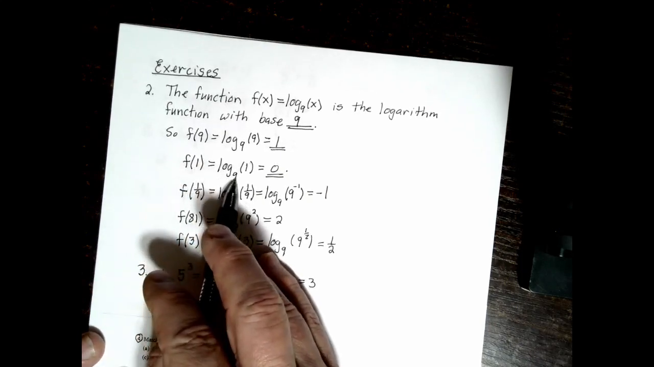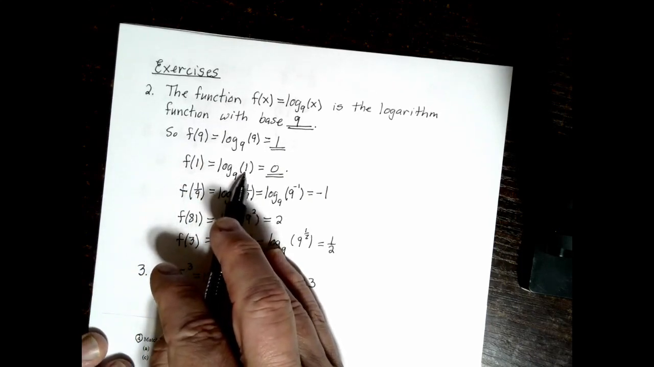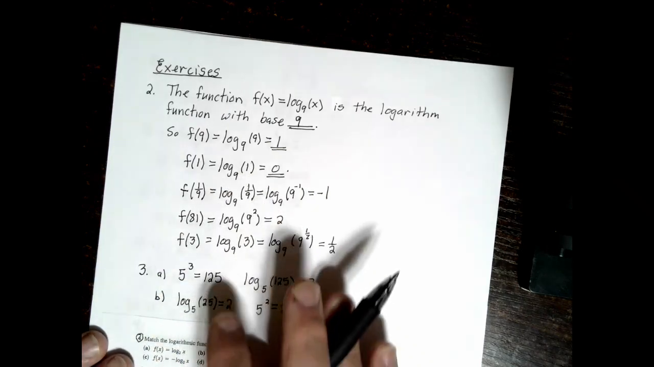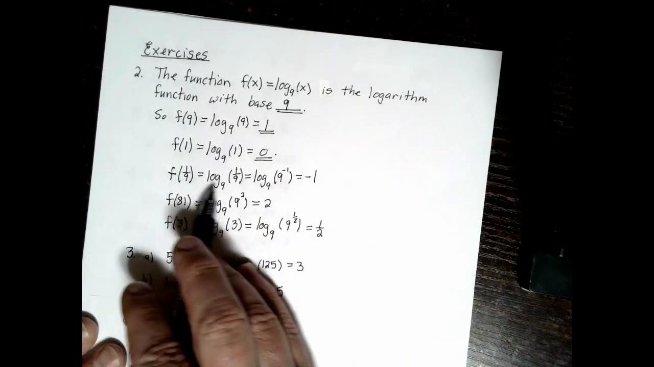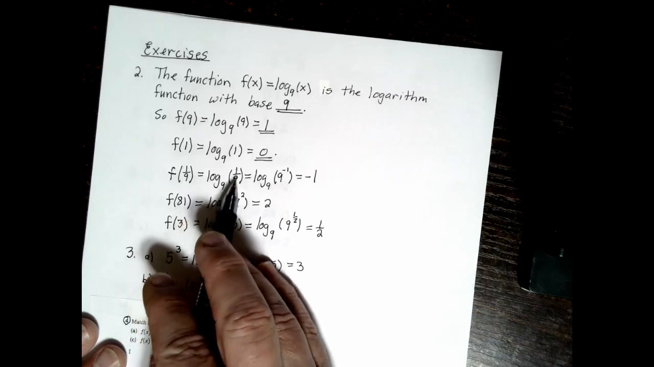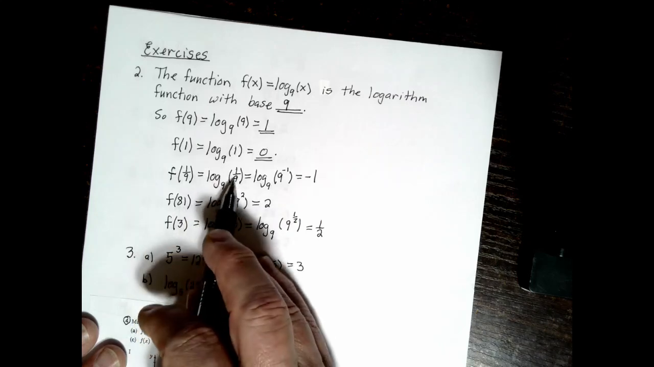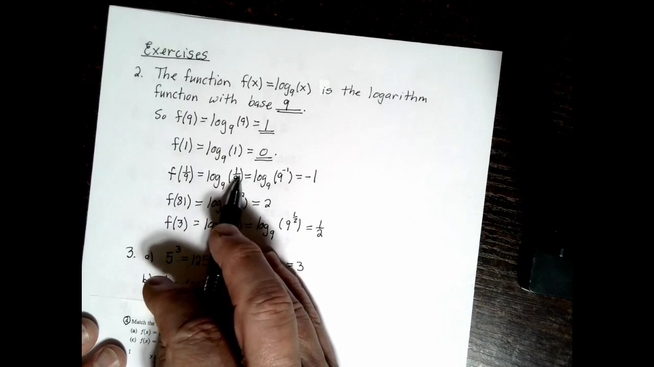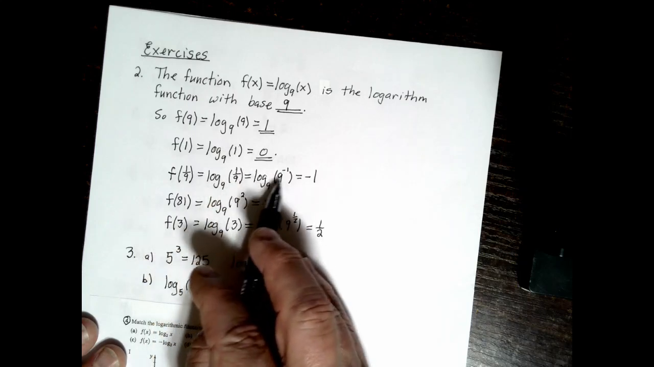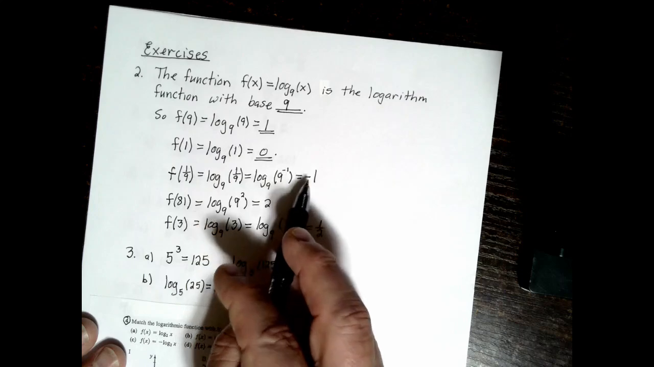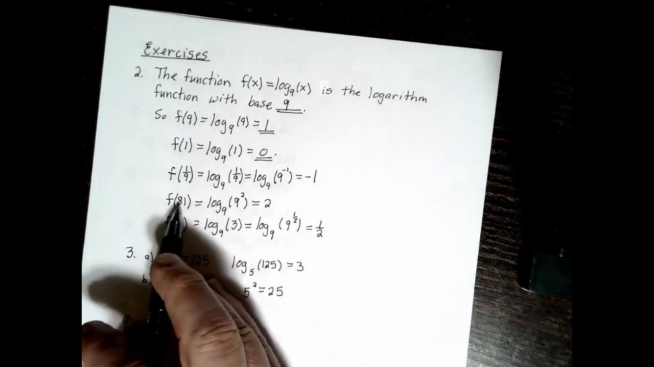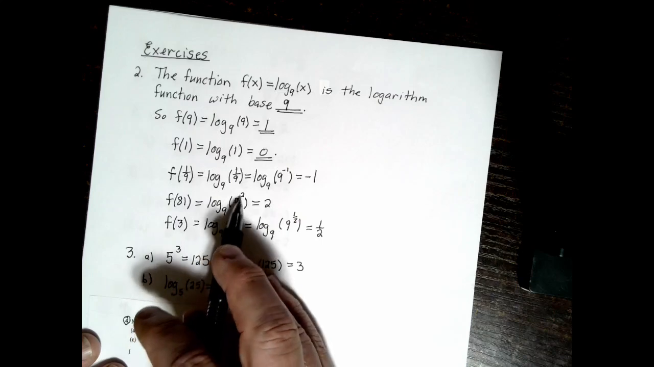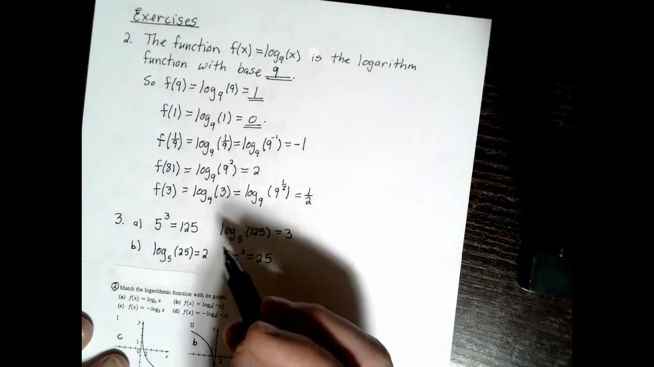Plug a 1 in there, log base 9 of 1. Remember I said log base anything of 1 always equals 0. F of 1/9 is log base 9 of 1 over 9, which is 9 to the negative 1. When you cross the fraction bar, that positive 1 exponent becomes negative 1. And now they match, so your answer is just the exponent. 81, that's 9 squared, right? So these two match, the answer is 2, the exponent.